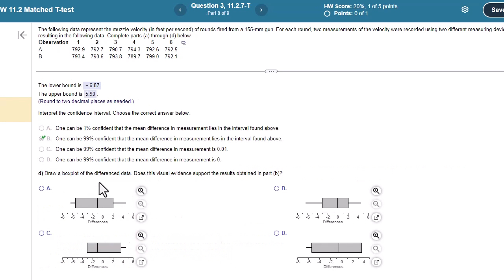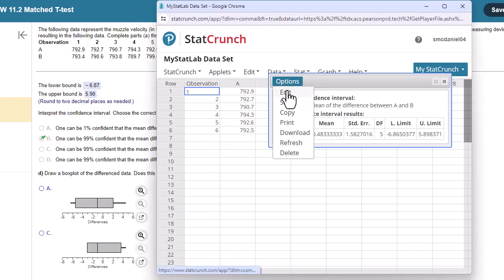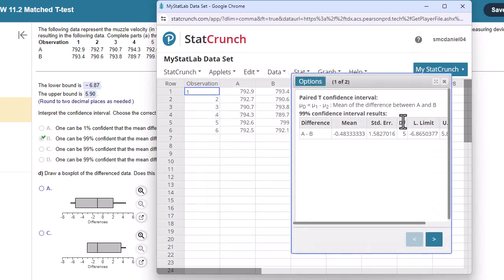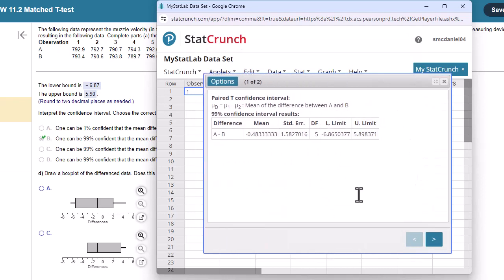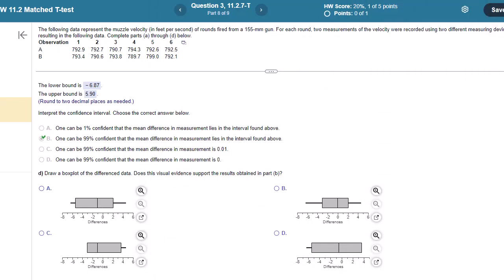So let's draw a box plot for the differences. StatCrunch can do this for us automatically. If I go back to Options and Edit and scroll down, notice I've got a box plot with mean markers. Let's go ahead and do that. It gives me the same thing I got before, but now when I click Next, there's my box plot with the mean markers. The median is pretty much right at 0, right? 0 is contained in my confidence interval for those differences.